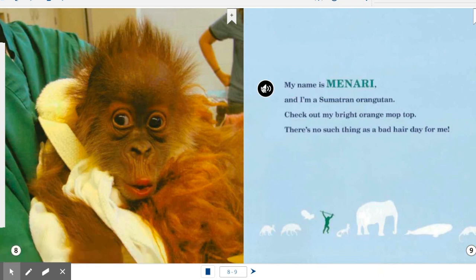So this orangutan has orange hair. That is different from the fennec fox. What color of fur did the fennec fox have? Yes, the fennec fox was white, but the orangutan is orange. And it says it has a mop top. Look at his hair. It looks like a little mop on top of his head.